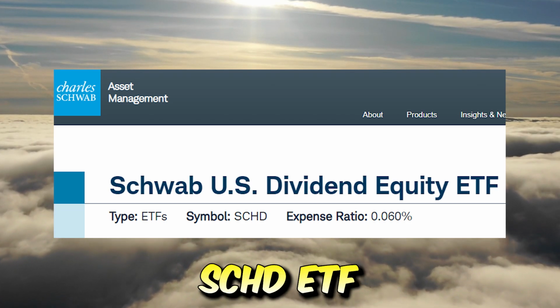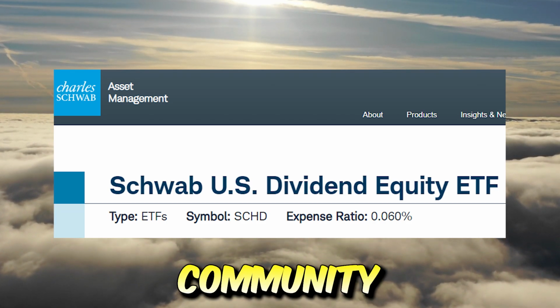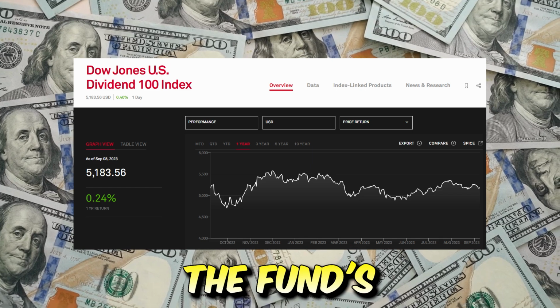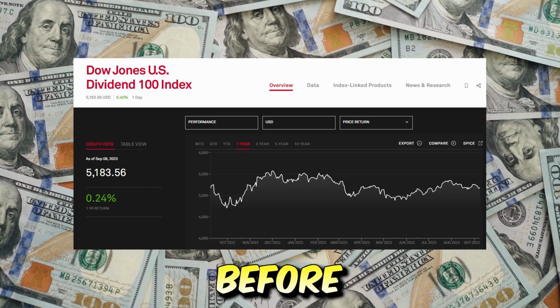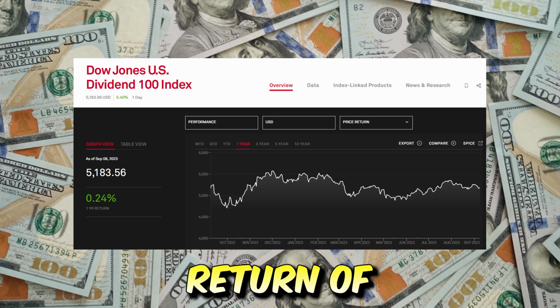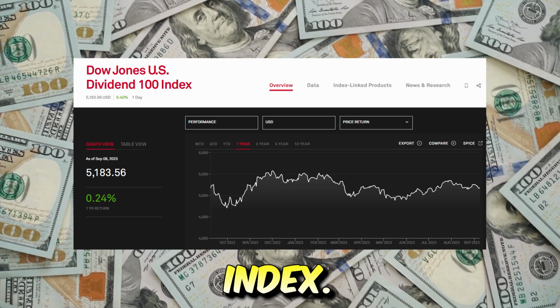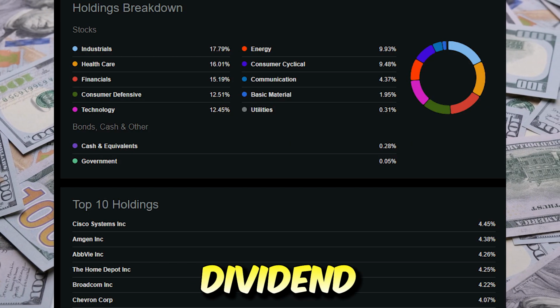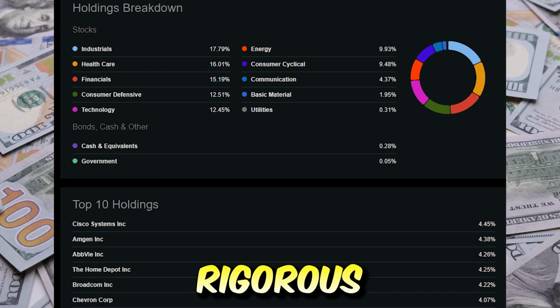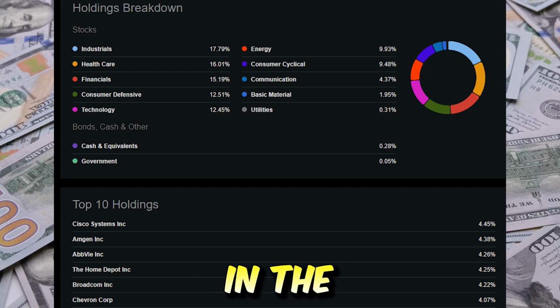The SCHD ETF is a popular ETF in the dividend growth community for various reasons. For one, the fund's goal is to track as closely as possible, before fees and expenses, the total return of the Dow Jones US Dividend 100 Index. Now, this is an index of high-quality dividend-paying stocks that need to pass a rigorous screening to even be allowed into the index in the first place.